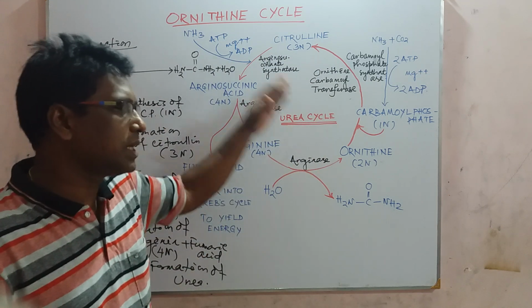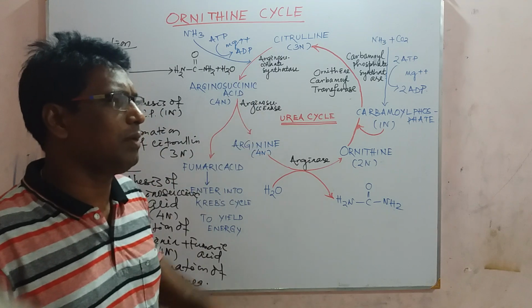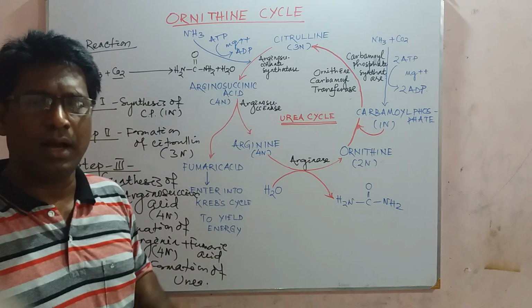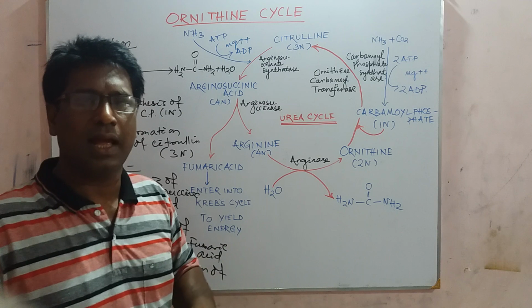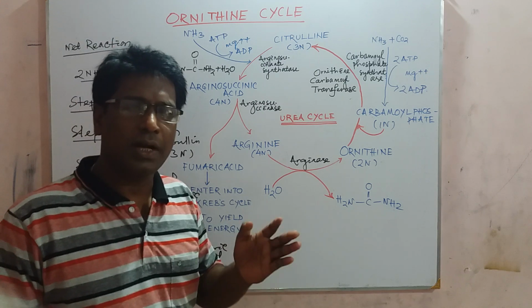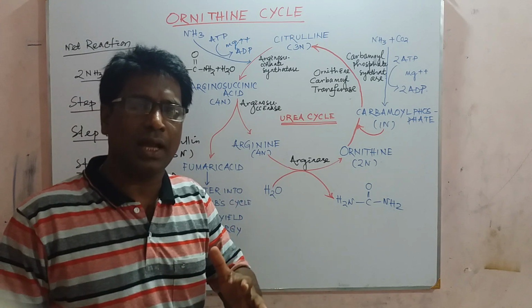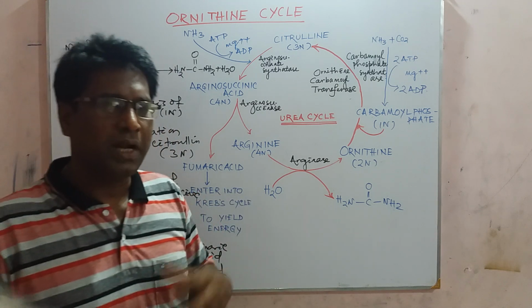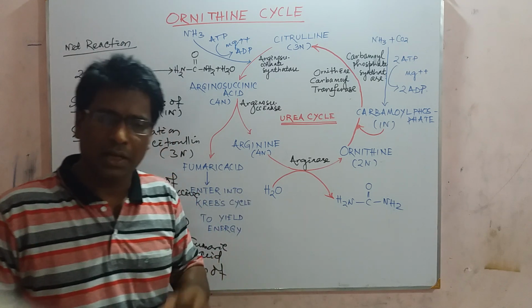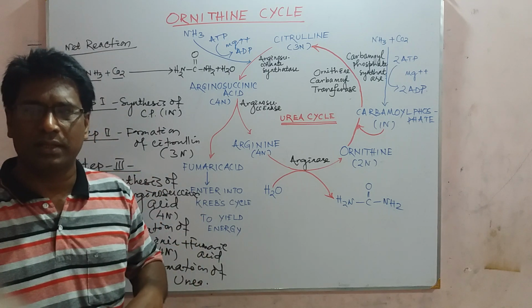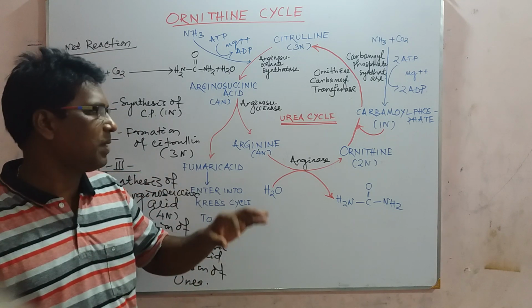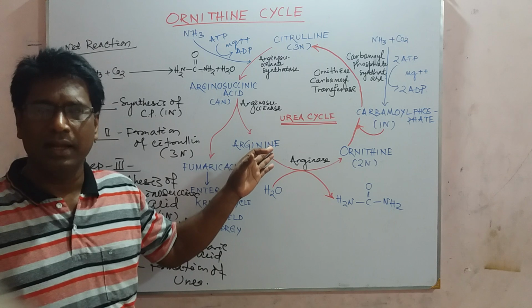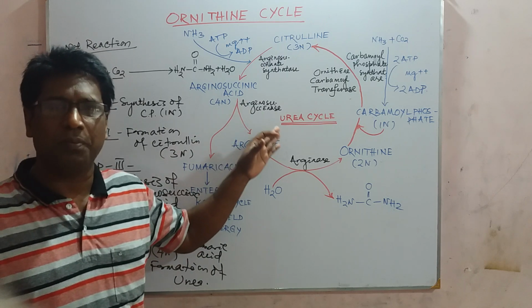So this process is going on in our liver, so that the highly toxic ammonia gets converted into less toxic urea and is eliminated from the body to maintain osmoregulation in ureotelic animals. So this is all about the ornithine cycle, and urea is formed from ammonia in the liver.